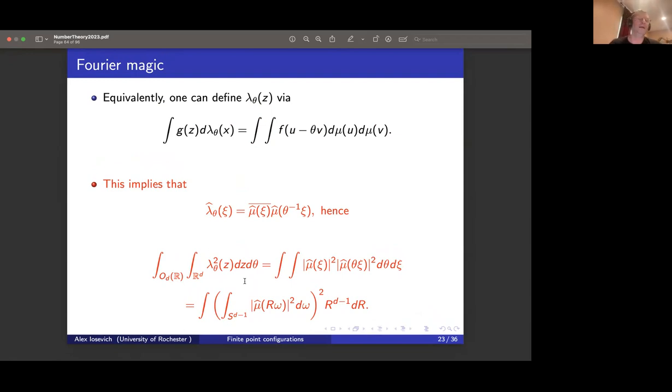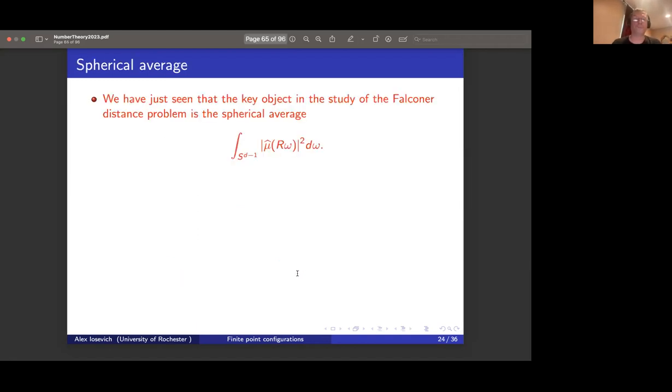So the reason I chose not to discuss these problems in vector spaces over finite fields is because the theme is how number theory arises in Euclidean problems, not how number theory arises in number theory problems, right? And the finite field setting is essentially a number theoretic setting, okay? So we have this key object, and the key feature of this object is the spherical average of |mu hat(r omega)|^2 d omega. Okay, this is the key object that needs to be controlled.